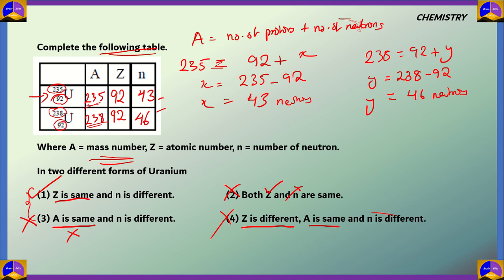It says Z is same and N is different. Z, which represents the atomic number, will be same, and N, which is the number of neutrons, will be changing for different isotopes of the elements, such as uranium. In here, if the mass number is more, then the number of neutrons will be more, if we consider the same atom. That is, if we take uranium, if the mass number is more, then the number of neutrons will be more.